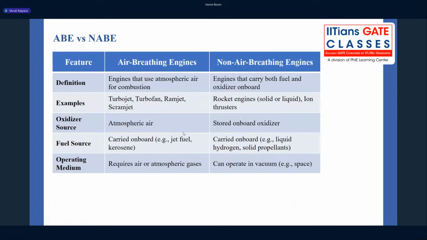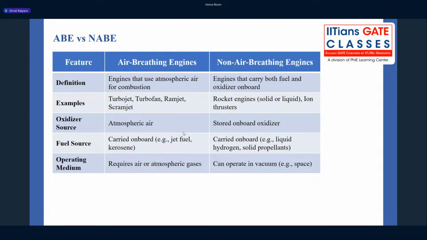Okay. So now moving forward, we will discuss what are the differences between the air breathing and non-air breathing engines. From the name itself, you can say that air breathing engines use the atmospheric air for combustion, whereas in non-air breathing engines, the air is not taken in from the atmosphere. It carries its own oxidizer as well as fuel. So air basically acts as the oxidizer, whereas fuel is carried in air breathing engines. But in non-air breathing engines, both fuel and oxidizer are carried by the engine itself.